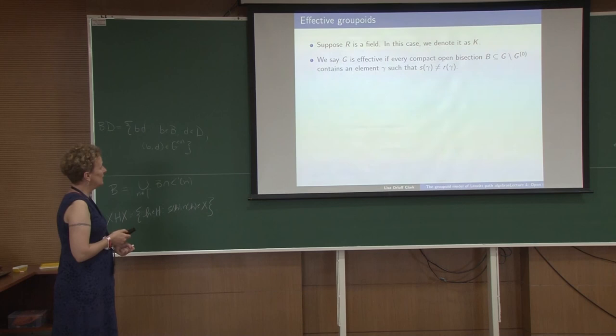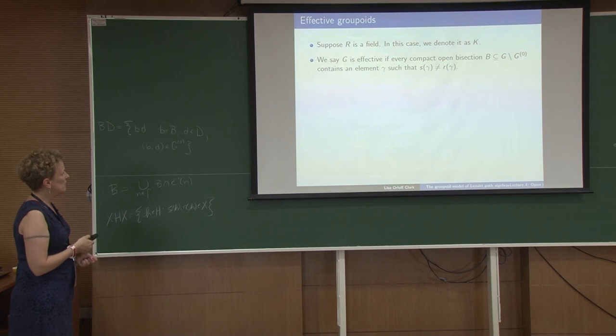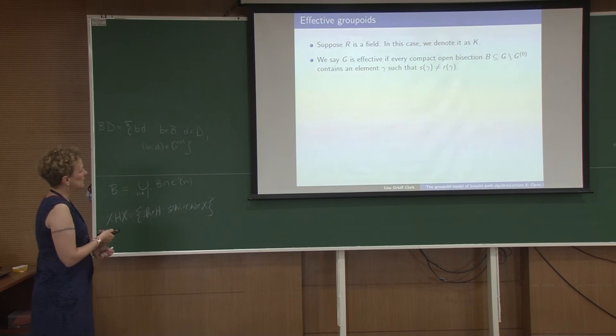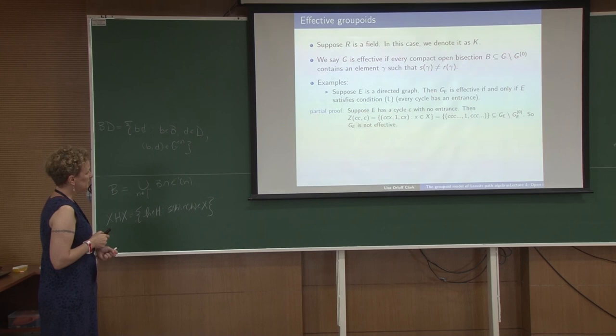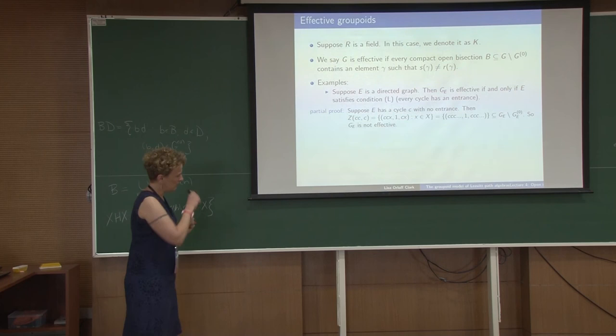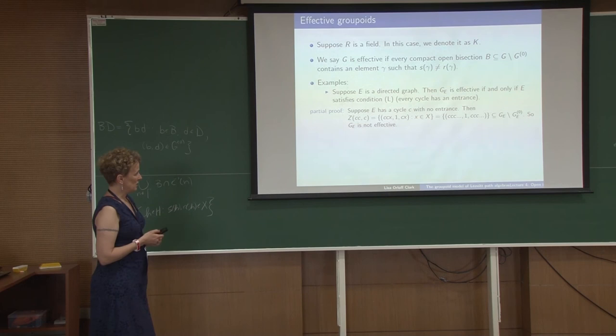So recall we said a groupoid is effective if it satisfies this condition: every compact open bisection outside of the unit space contains an element that's not isotropy, so its source and range are different. If you have a directed graph, then as we mentioned when we did the uniqueness theorem, the groupoid is effective if and only if it satisfies condition L. For me, that's every cycle has an entrance.